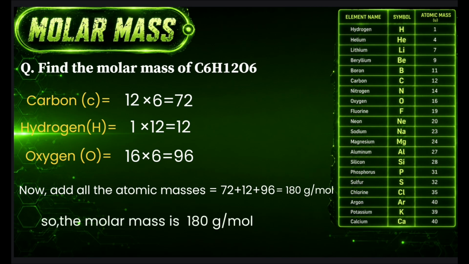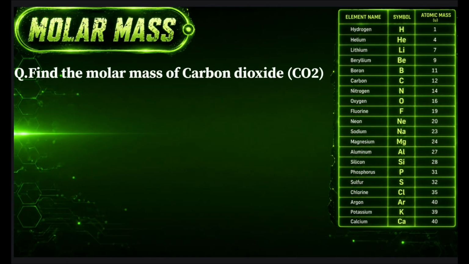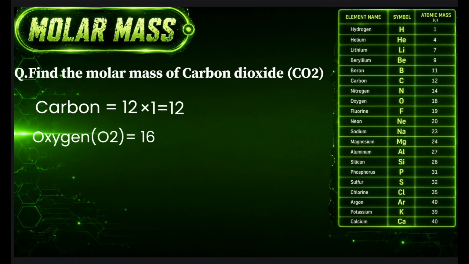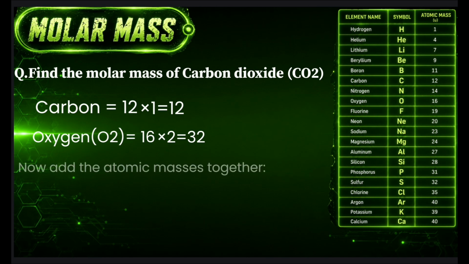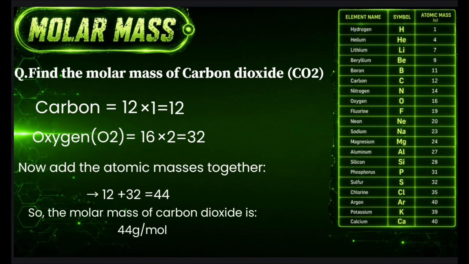Before moving ahead, let's solve one last question so our concept becomes even stronger. Find the molar mass of carbon dioxide, CO2. Carbon has an atomic mass of 12, and carbon is present 1 time. 12 times 1 equals 12. Oxygen has an atomic mass of 16, and oxygen is present 2 times. 16 times 2 equals 32. Now add the atomic masses together. 12 plus 32 equals 44. So, the molar mass of carbon dioxide is 44 grams per mole.